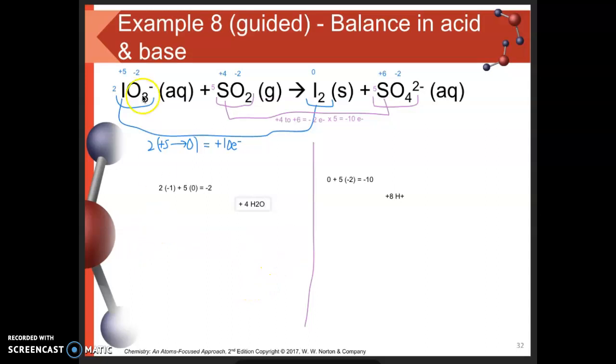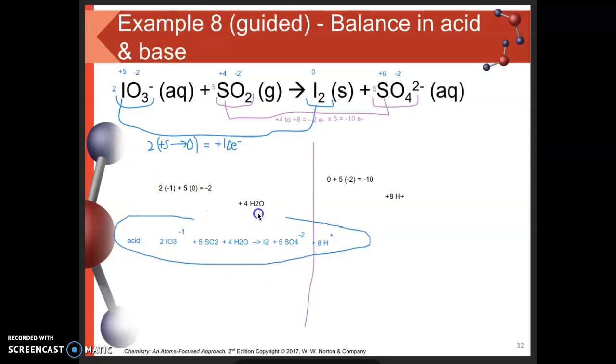And so the net reaction in acid would be 2 iodates plus 5 SO2s plus 4 waters would give iodine and 5 sulfates and 8 hydrogen ions. And so this would be my balanced chemical equation if I were in acid solution.